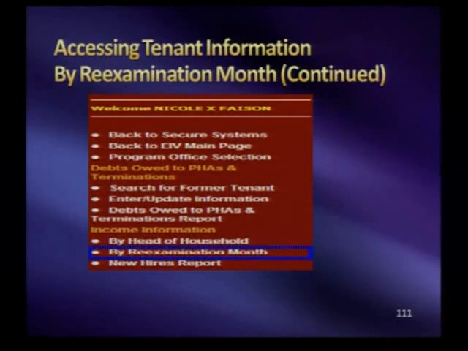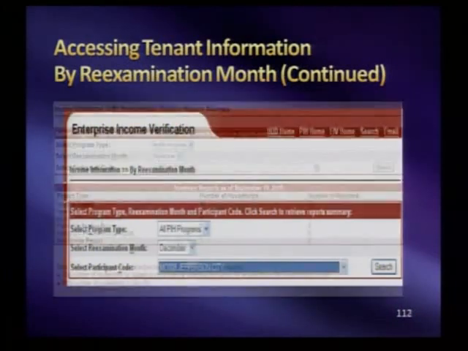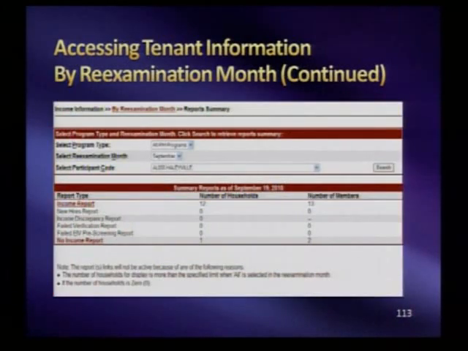And then this is just an example to show you when you go into EIV, again, everything is on your left navigation panel, your functions for EIV. Simply click on the BioReExamination month, and you'll notice here you have the ability to select all programs or a specific program, the re-exam month, and your PHA code is pre-populated. And then here's a listing of all the reports available, and of course the report that you're trying to get to is the income report because you're doing annual re-exams or interim re-exams.